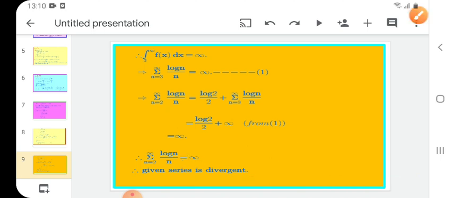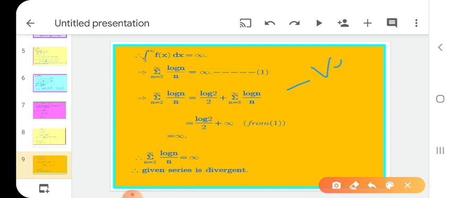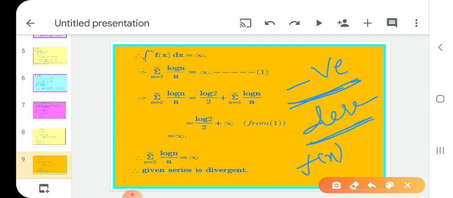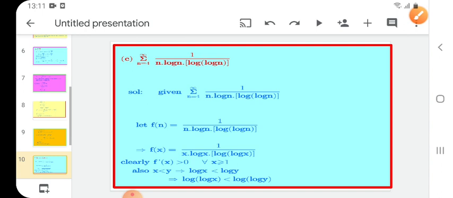This is the integral test. First we find all terms are non-negative. Next we find decreasing or increasing. After that we take f of x from 1 to n or 2 to n, whichever interval it starts from, up to n only. After that we find the limit as n tends to infinity. This is the procedure. See next one.